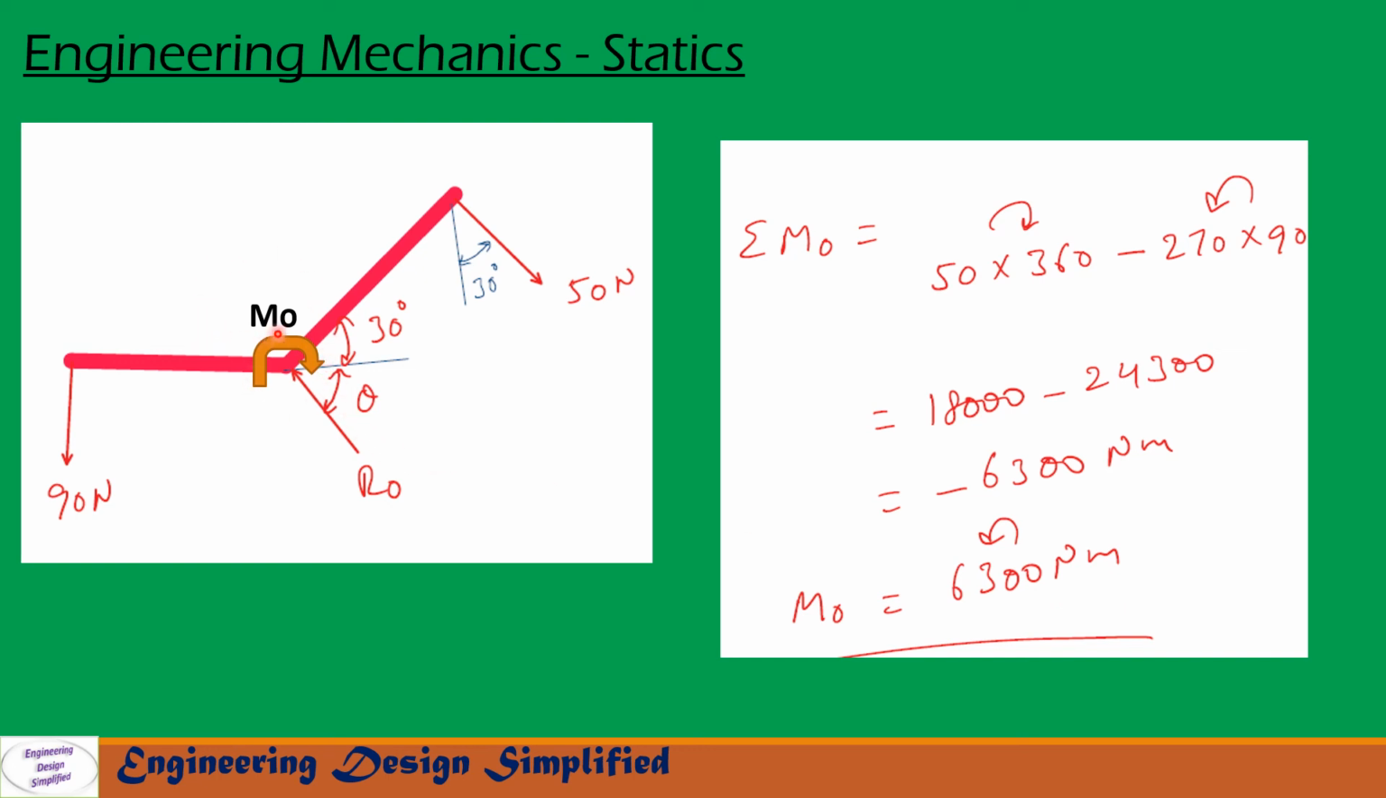Initially we have specified clockwise direction. Now the value says that it is a counterclockwise direction. Now we have found Ro and MO.